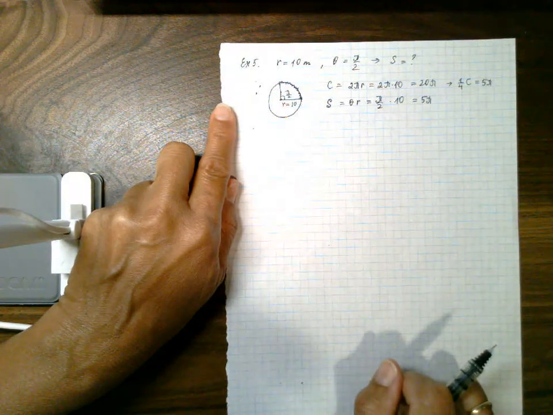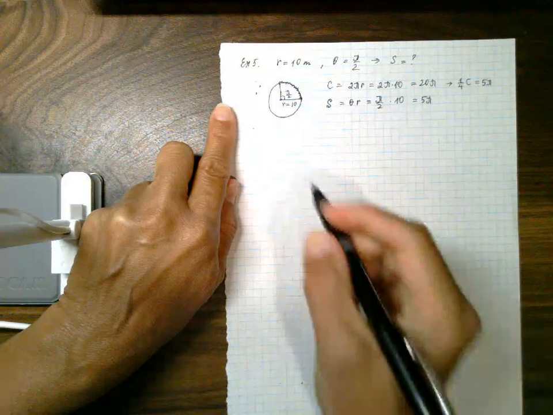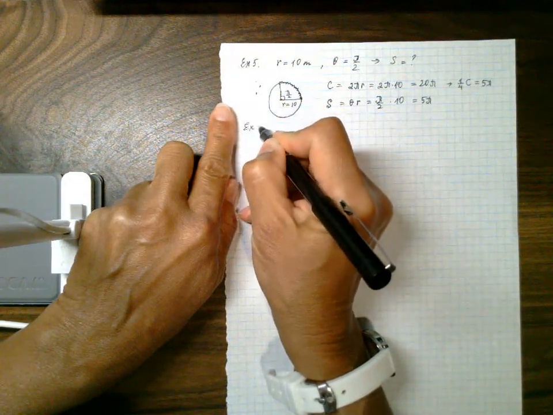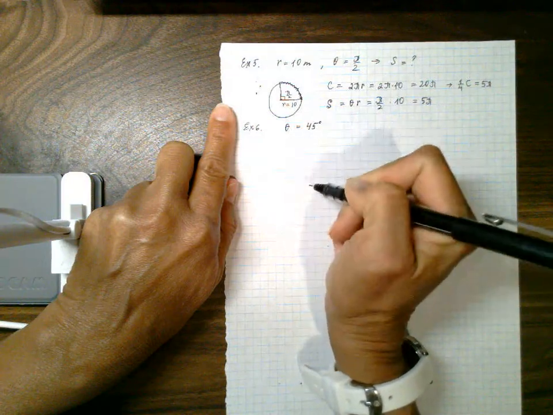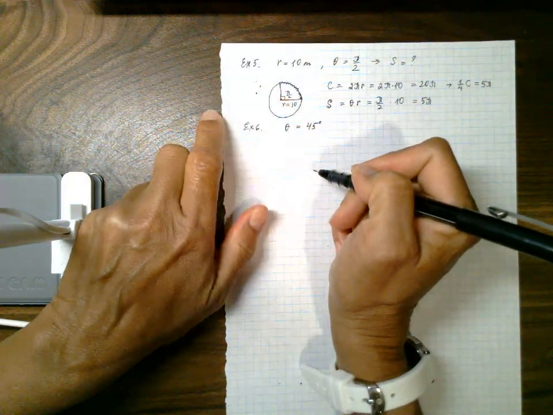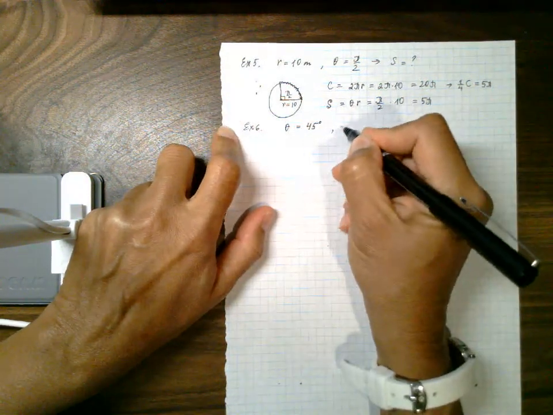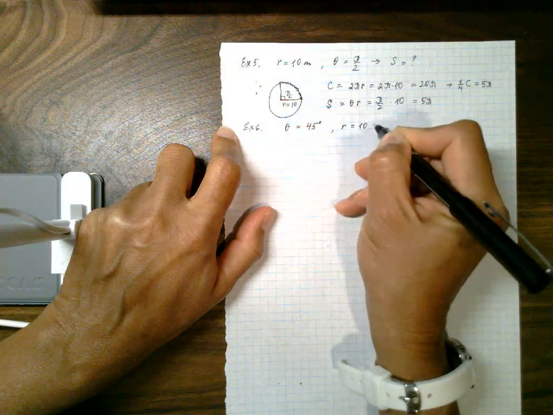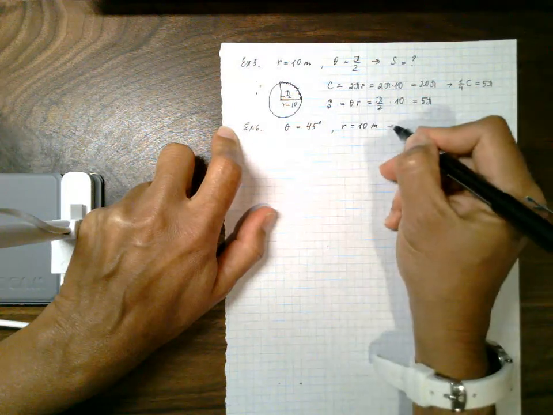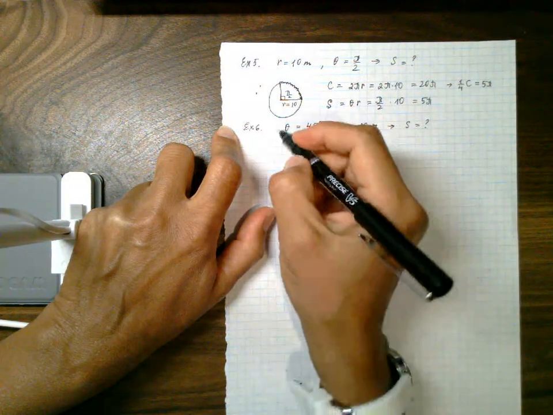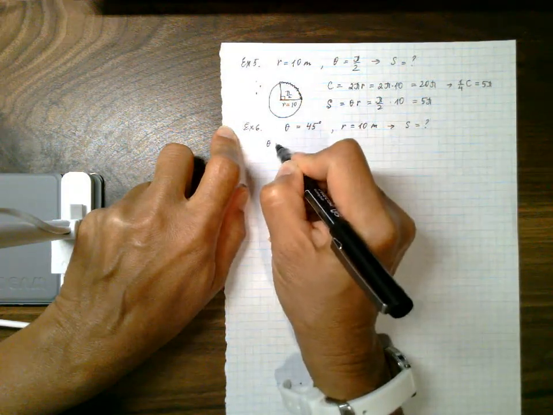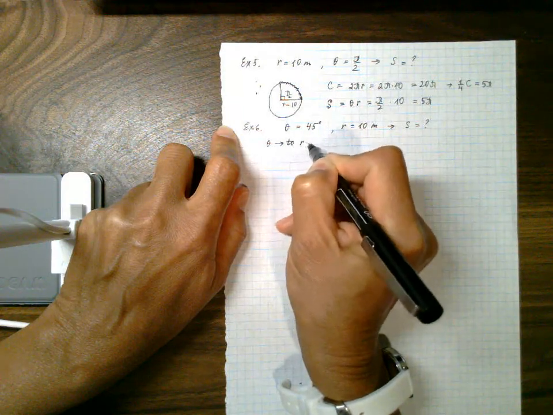Question: what is going to happen if the angle is given in degrees? For example, problem number 6, somebody gives theta as 45 degrees, and for example, they give us the same radius. We just want to see if they can deal with degrees, and they ask us to find the arc length. Well, here we need to convert theta to radians.